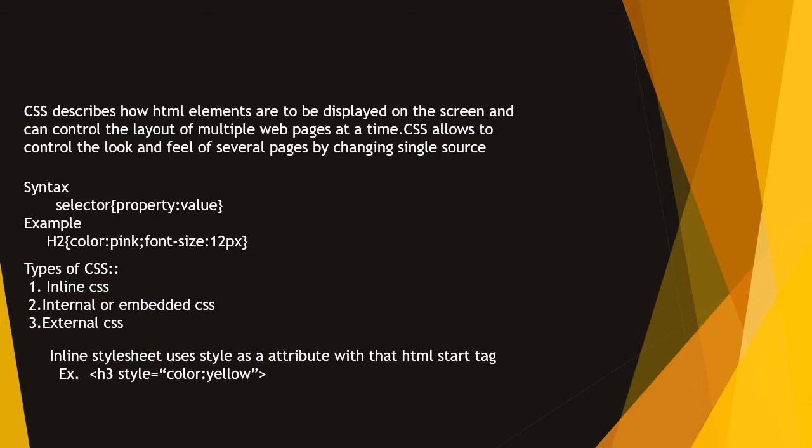That is, here we are using style as an attribute. In inline style sheet, we are using style as an attribute with that HTML start tag. Start tag means for example H3, as many tags are pair tags, non-singular tags. So we are using that style attribute with the starting tag of that particular element. Here we have taken the example of H3 element, and we have applied that the color of H3 should be yellow.